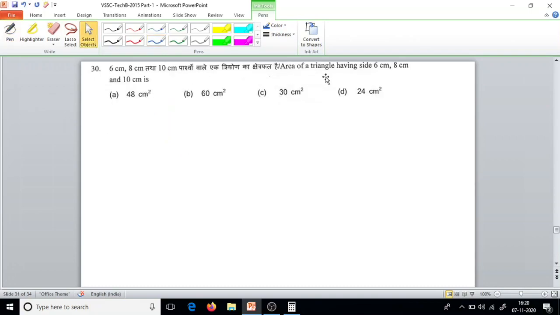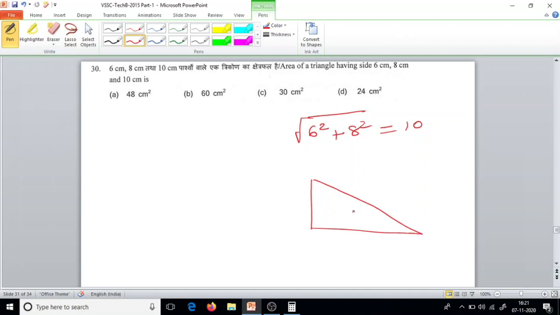Question 30. Area of a triangle having sides 6 cm, 8 cm, and 10 cm. If we take the squares of 6 and 8 and add them, 36 plus 64, the root gives 10. Correct. So it's a right angle triangle. I'll take this as 6, 8, and this will be 10.